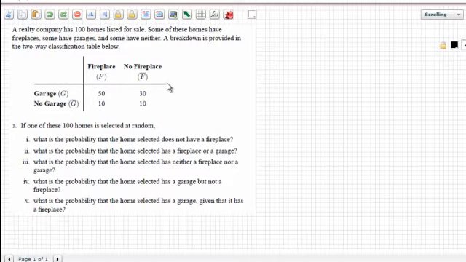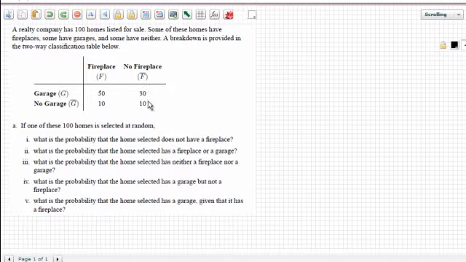As you can see over here, they have conveniently displayed all the information in a little table so that we may be able to see what's going on with the data. Let's look at the number 50. What does the number 50 mean? It gives us the number of houses that have garages and fireplaces.